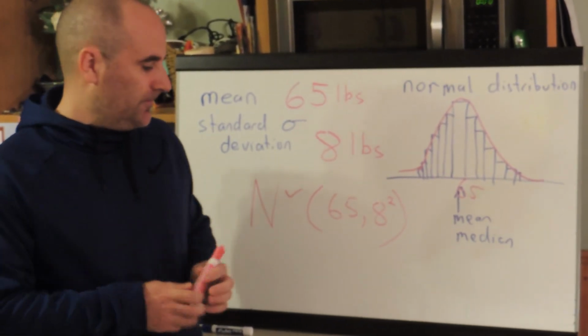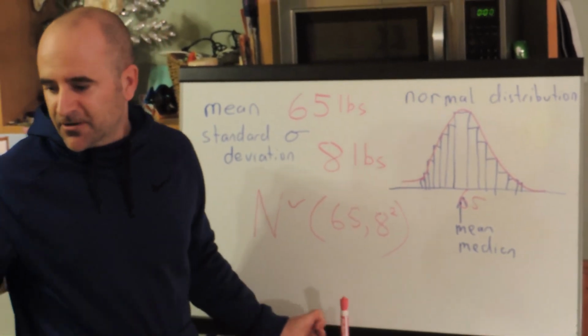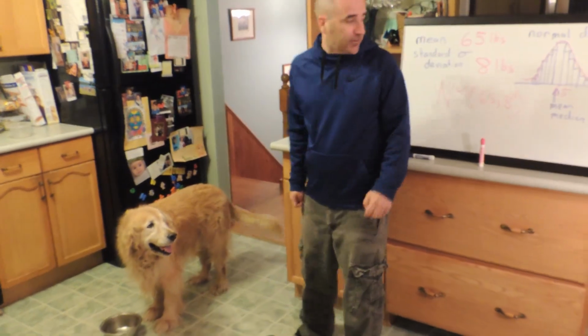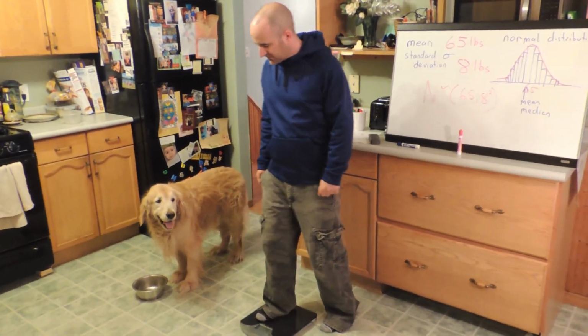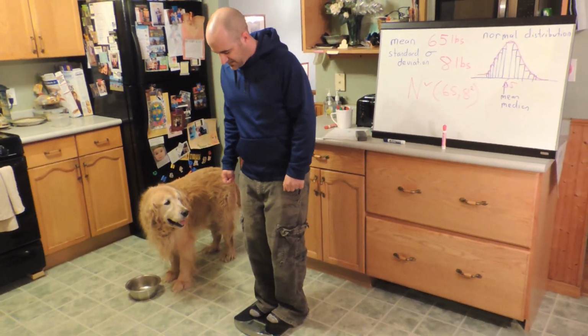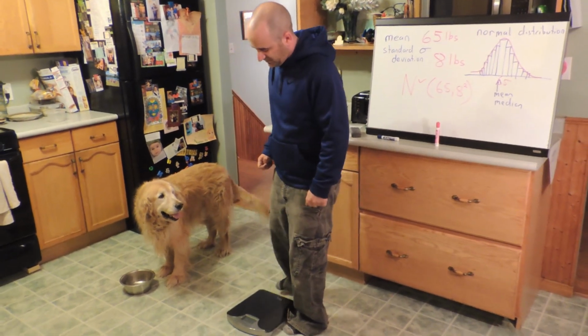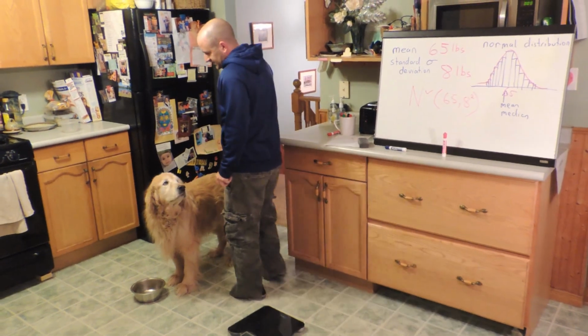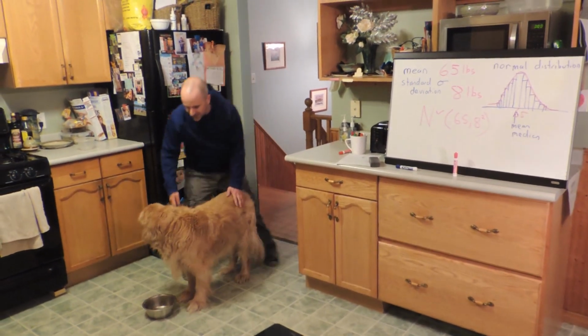Now, we're going to use McGuire here. She's going to help us today. We're going to record her mass and see how she fits in with these other golden retrievers. McGuire. Now, I already weighed myself, so I know how much I weigh. So if I pick her up and put her on the scale, I should be able to compare her to my weight. Let's just see.